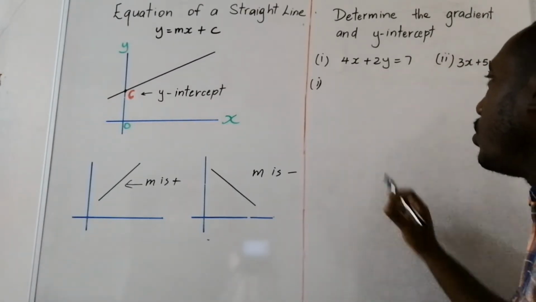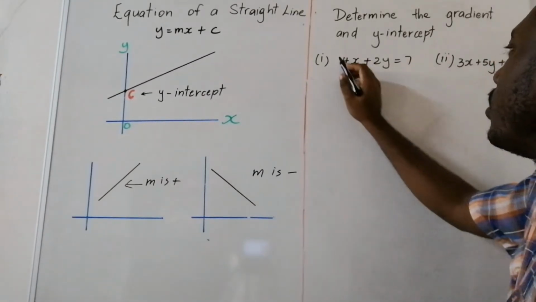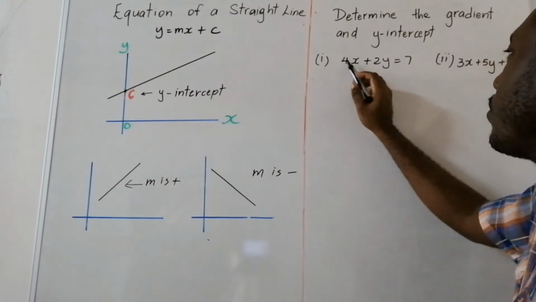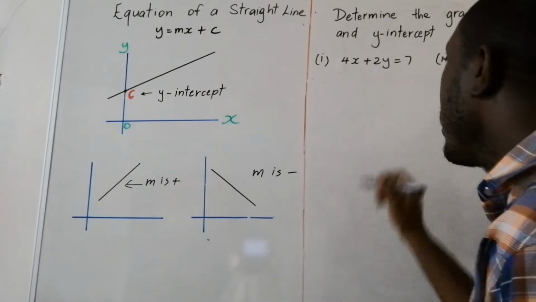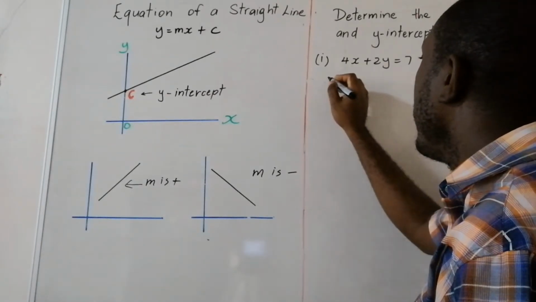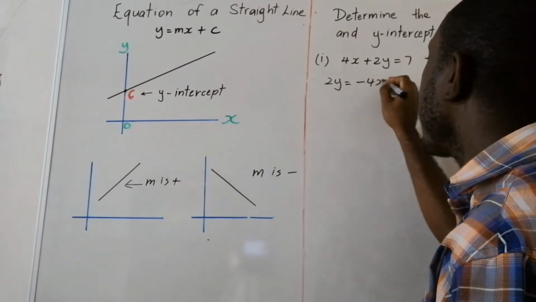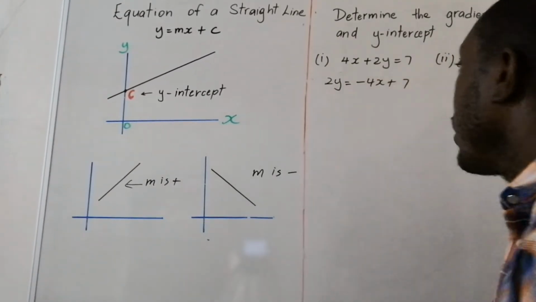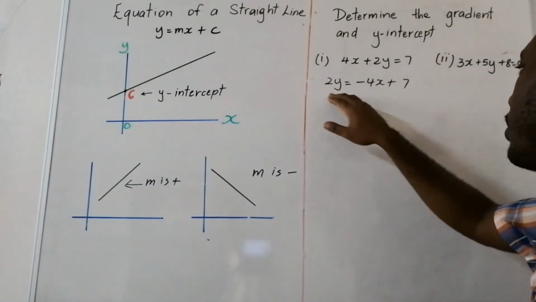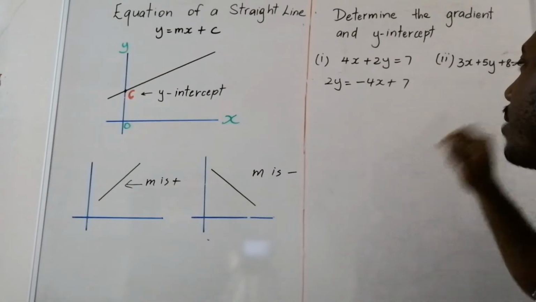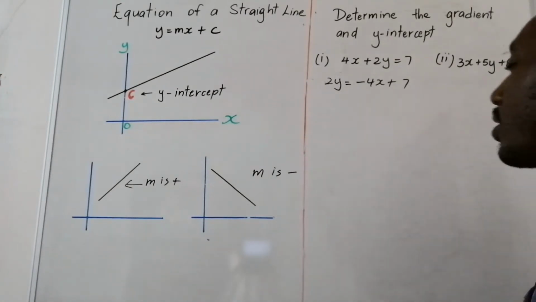So the first thing we'll do is take over our 4x to the other side. Note that the 4x is adding on this side. When it comes over, it will subtract. So it will be 2y is equal to minus 4x plus 7. So far we begin to have it in this form. But remember, we need to make y the subject of the formula.